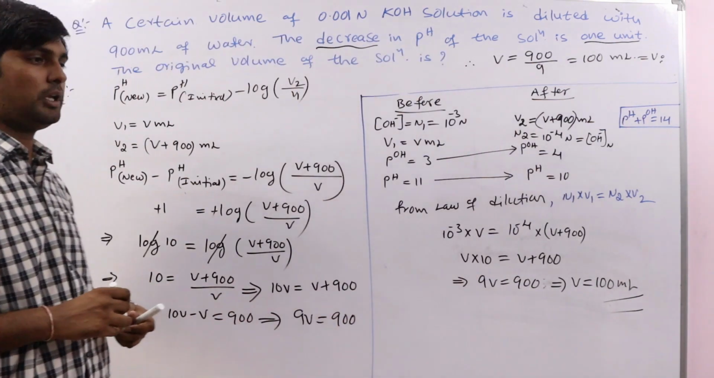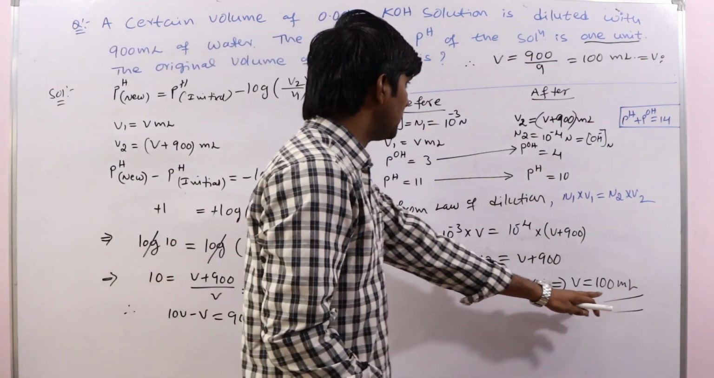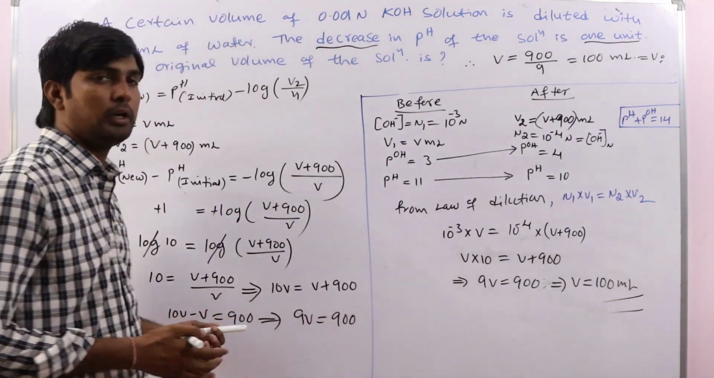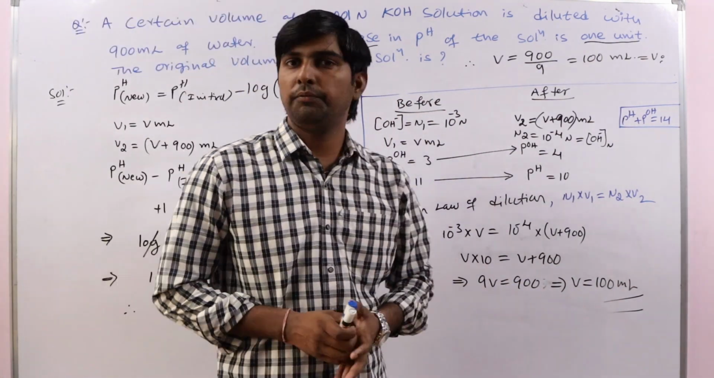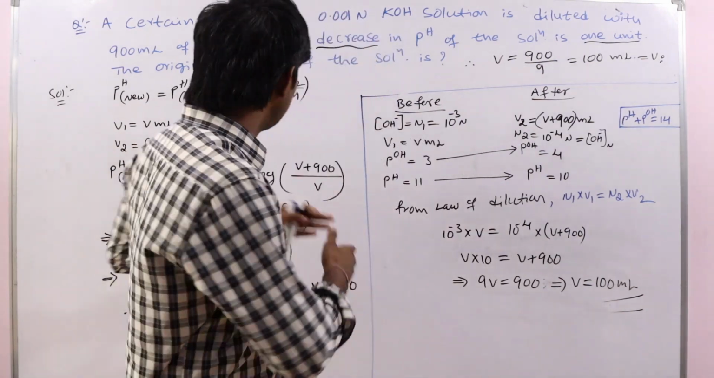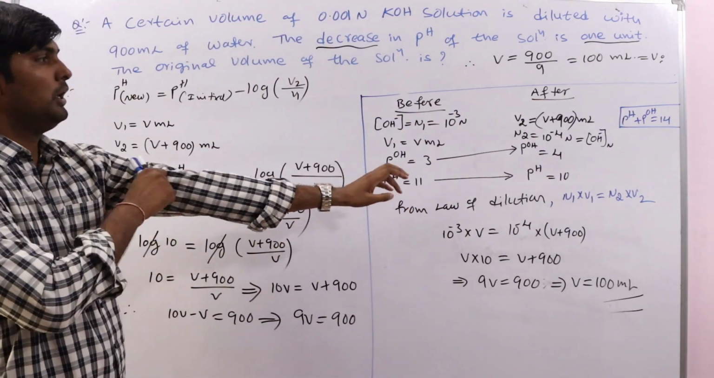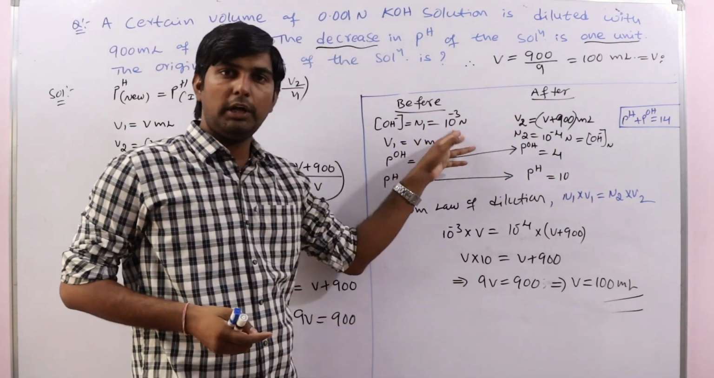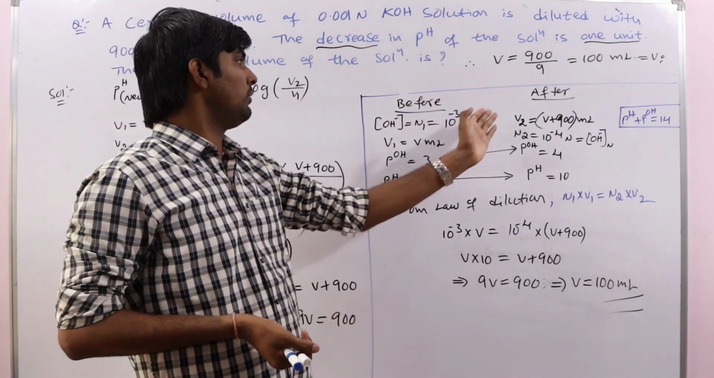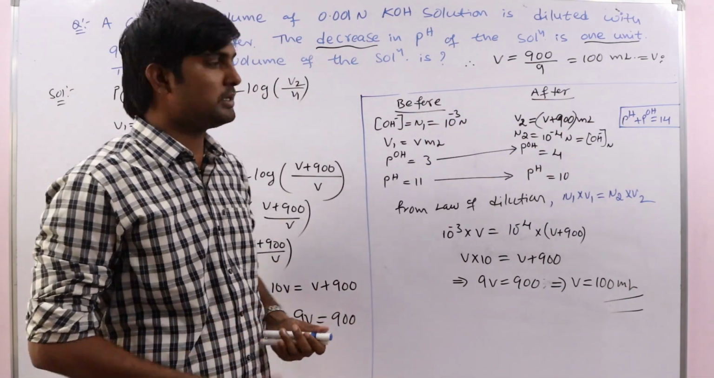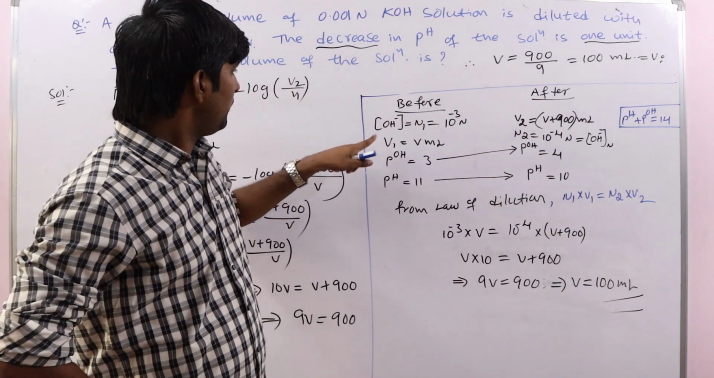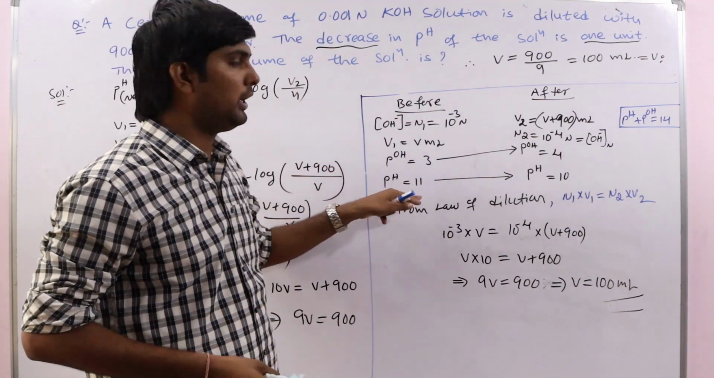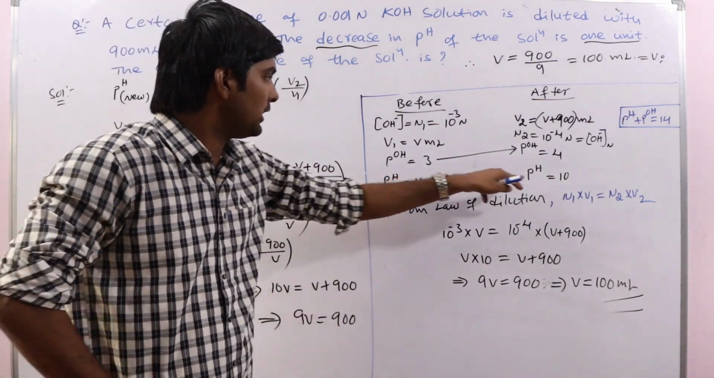Okay, so whatever the method we follow, we get the same answer. Here also 100 ml initial volume, and here also we are getting 100 ml. So you can follow any method if you remember this formula. This is slightly easier when compared to this one. Here they will provide the before dilution concentration, and we have to calculate the concentration after dilution in this way. From OH minus ion concentration we get pOH, from the pOH we get pH. Yes or no? It is given that pH decreases by 1 unit.